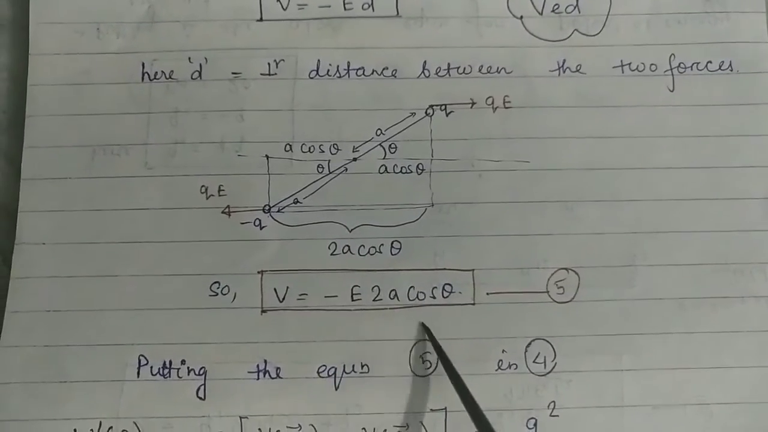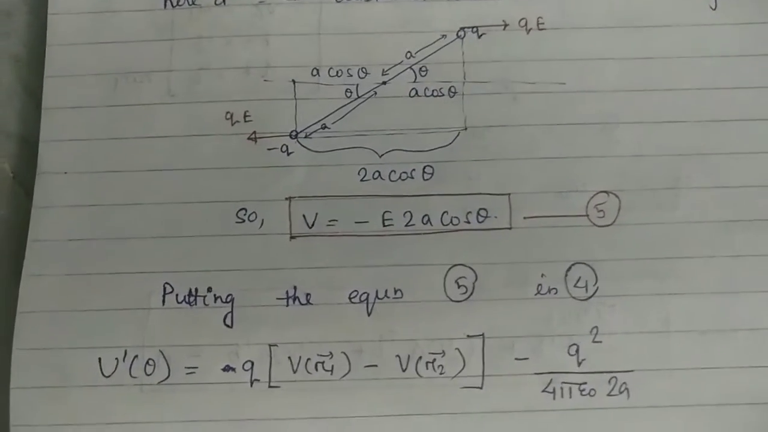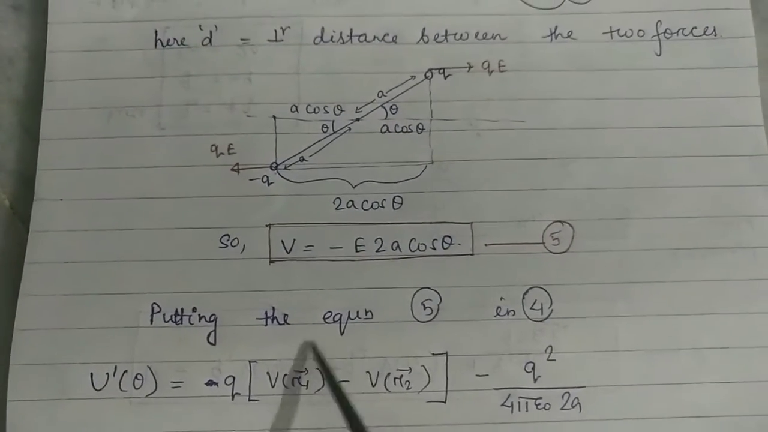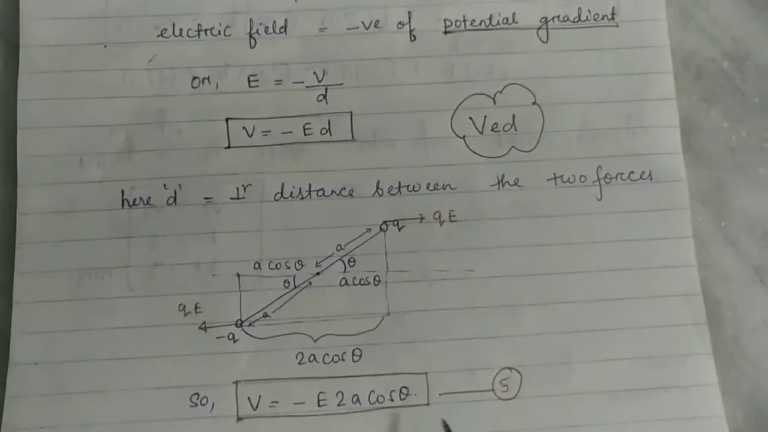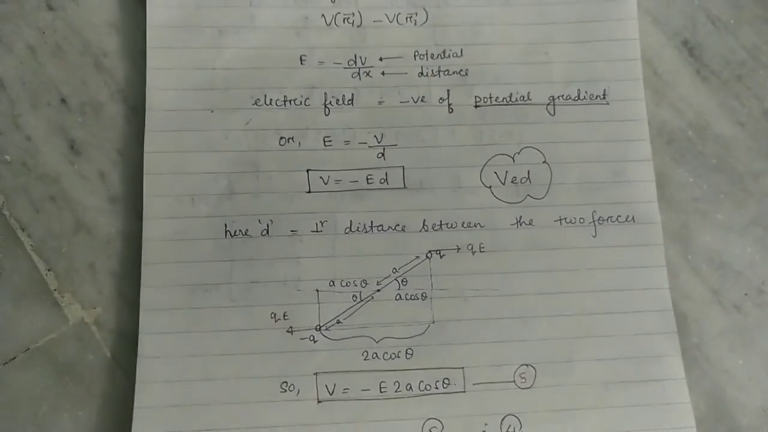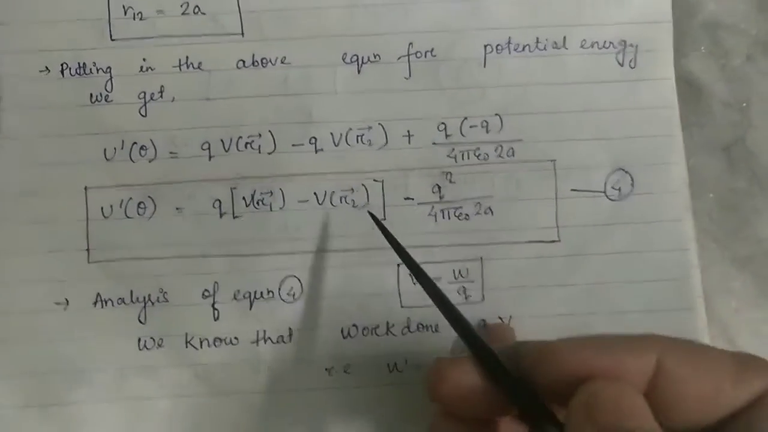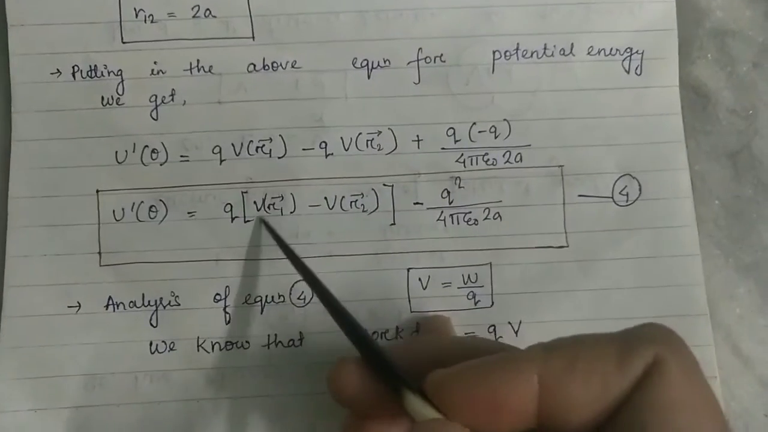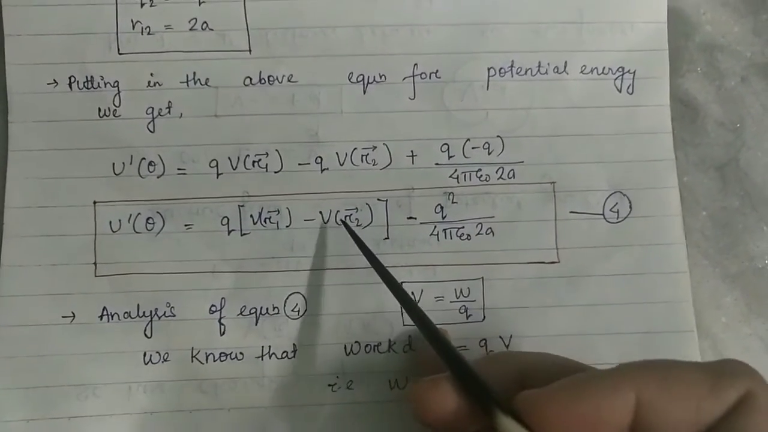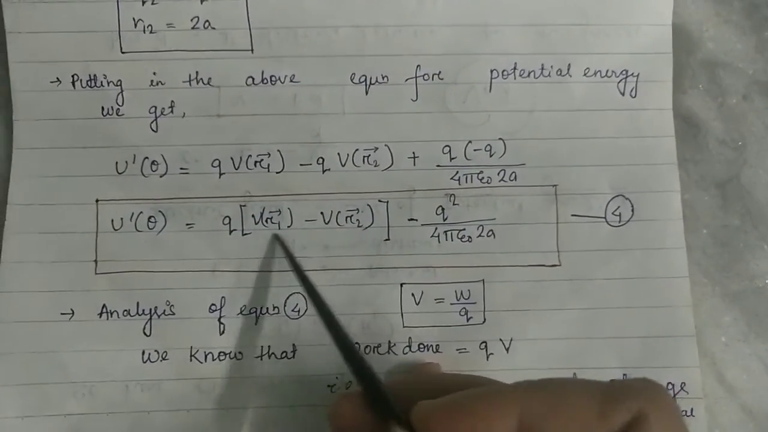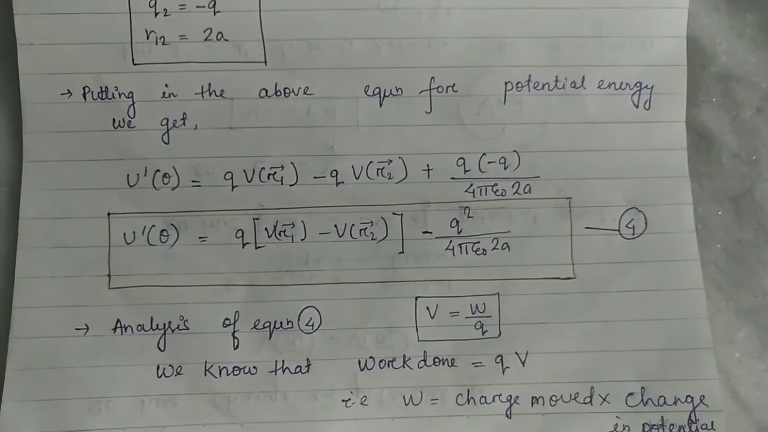What we got? 2a cos theta. Let it be equation number 5. Now put equation number 5 in equation number 4. What is equation number 4? Yes, this is our equation number 4. Here, in place of VR1 minus VR2, we'll put the formula for change in potential.